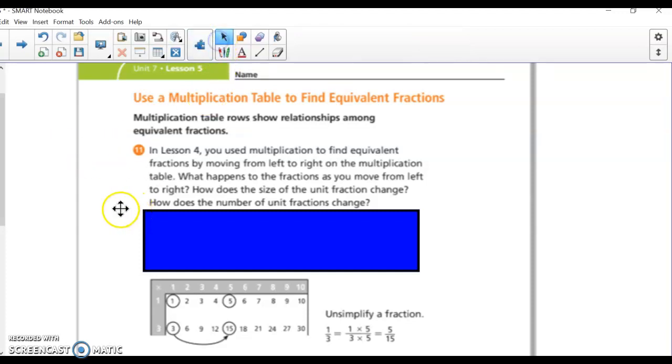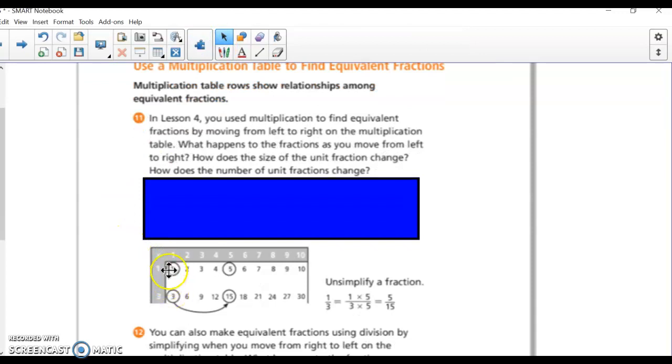Holy cow. So what we're looking at is as we move from left to right, as we go from 1/3 to 5/15, right? The number of pieces that we have, although it's the same fractional value, 5 pieces is more than 1. But the unit size of the piece goes from thirds to 15ths. So that unit size is getting smaller. The number of unit pieces we have is growing larger.